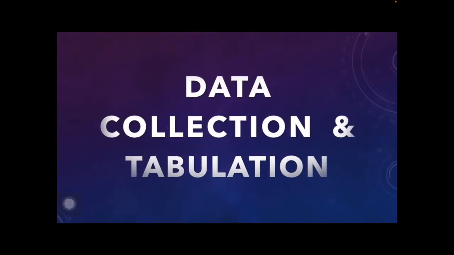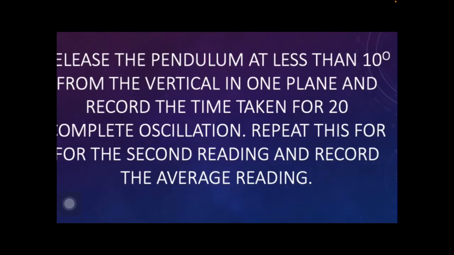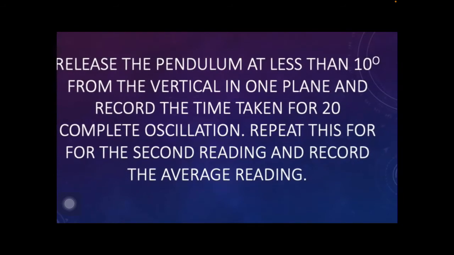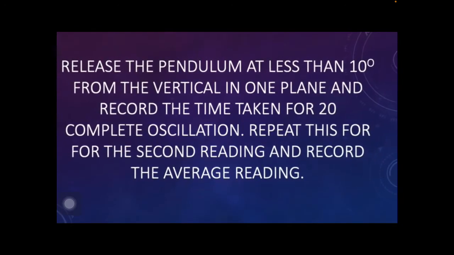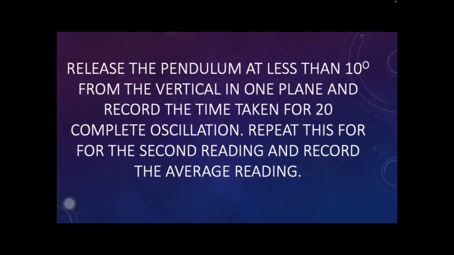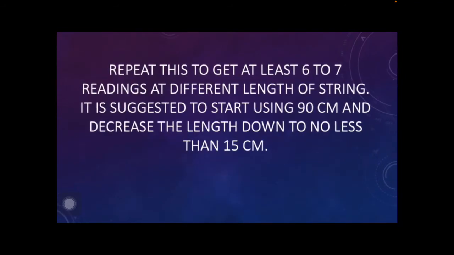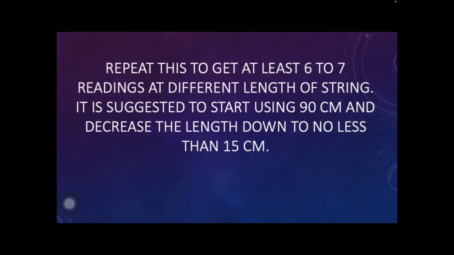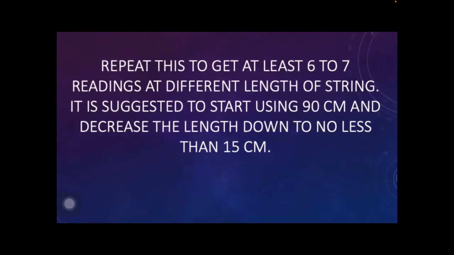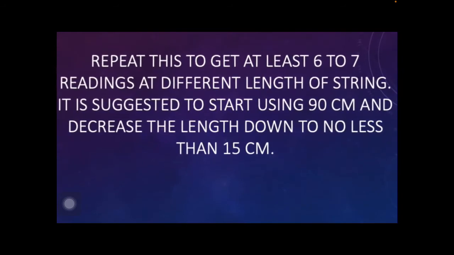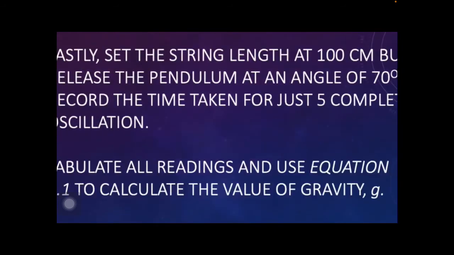Data collection. Release the pendulum at less than 10 degrees from the vertical in one plane and record the time taken for 20 complete oscillations. Repeat this for a second reading and record the average reading. Repeat this to get at least 6 or 7 readings at different lengths of string. It is suggested to start with 90 cm and decrease the length down to no less than 15 cm.